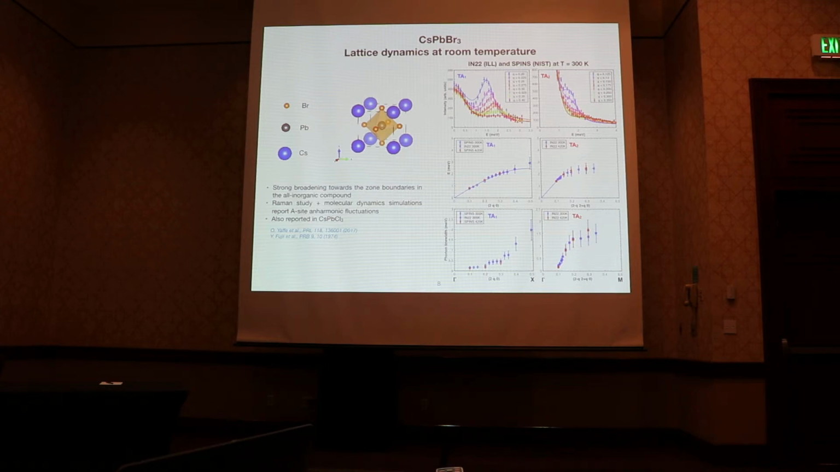A Raman study that was coupled to calculations has also shown that the A site develops strong fluctuations and strong anharmonic vibrations. So we think that this phonon broadening actually arises from the fluctuations of the A site. And this is interesting because this shows that this phenomenon is not just unique to the hybrid systems.